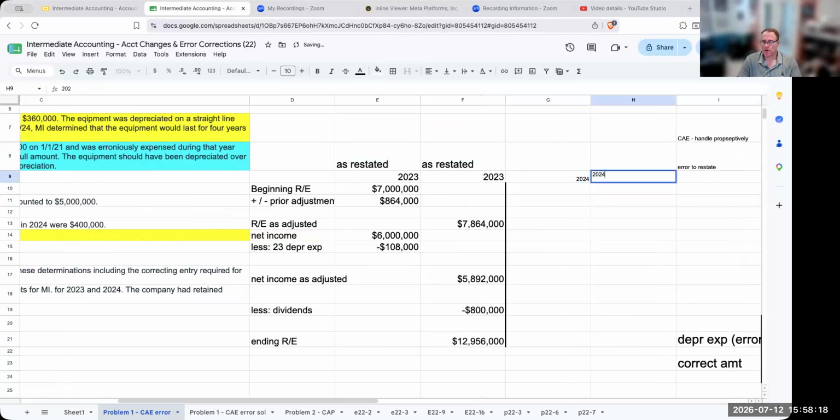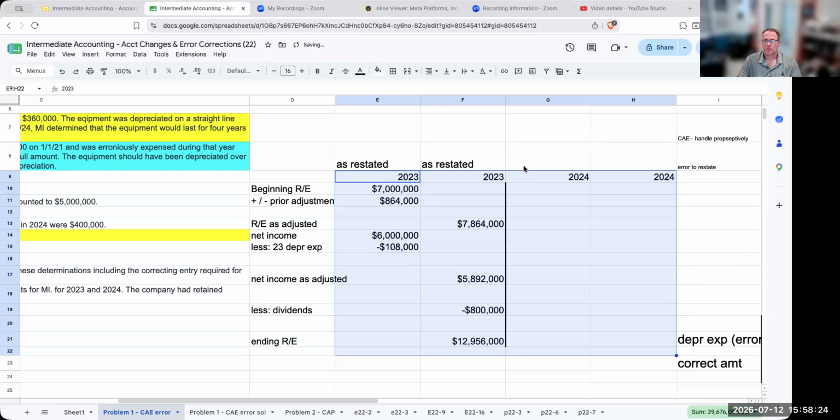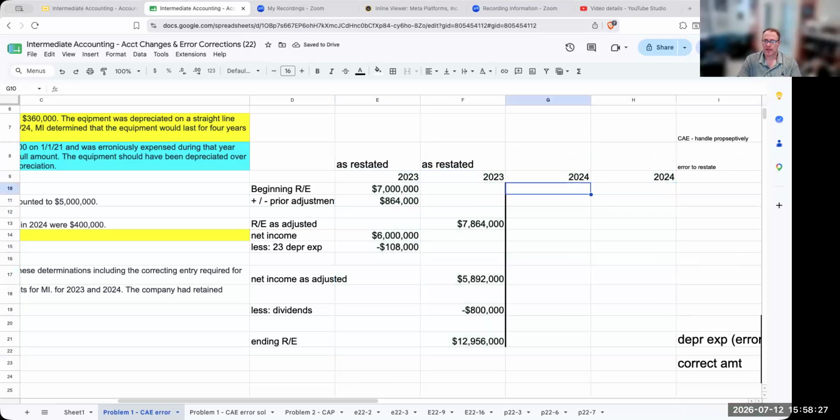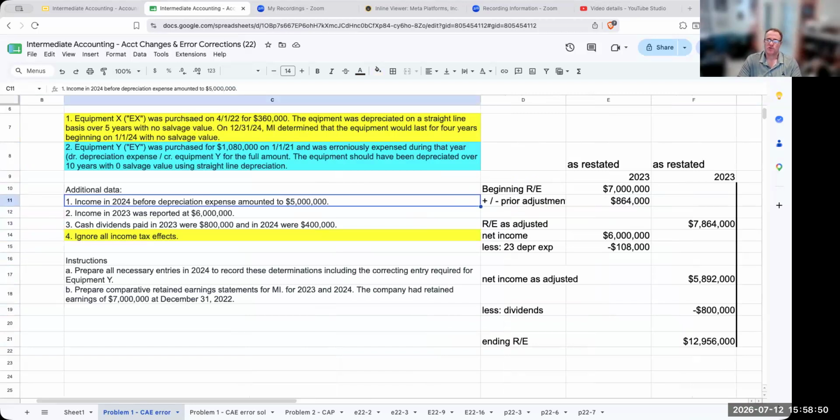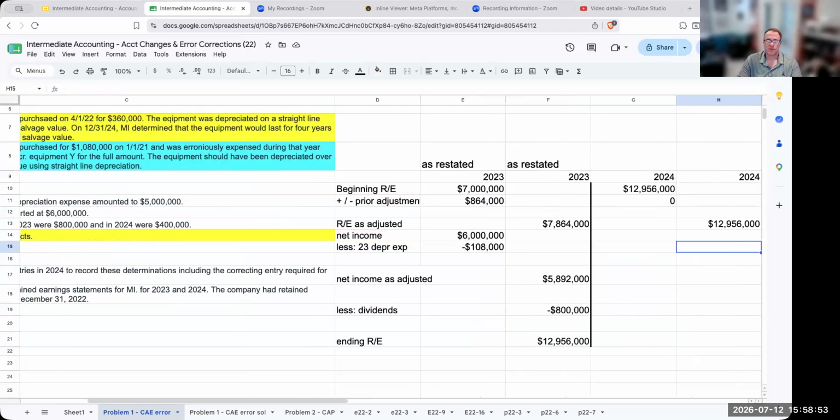Okay, 2024, I'm not going to have that issue necessarily. For 2024, my beginning retained earnings is going to be 12,956,000. There are no prior period adjustments because I dealt with this in the previous year. So my retained earnings as adjusted is going to be 12,956,000. But my net income is going to be a little bit different. Income in 2024 before depreciation expense was 5 million. So here my net income is going to be 5 million.